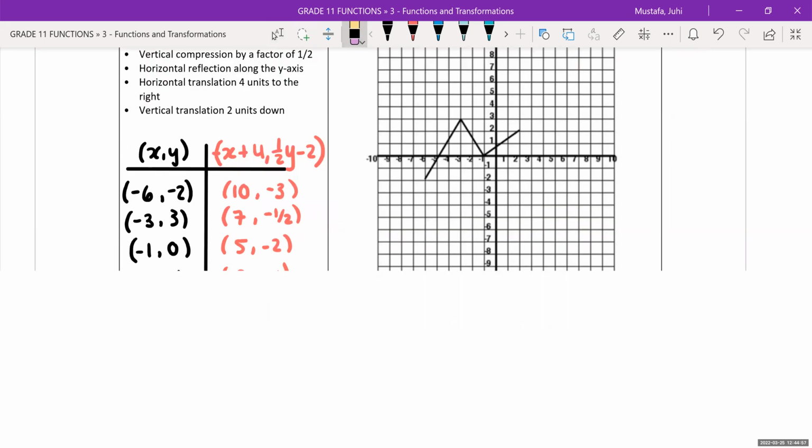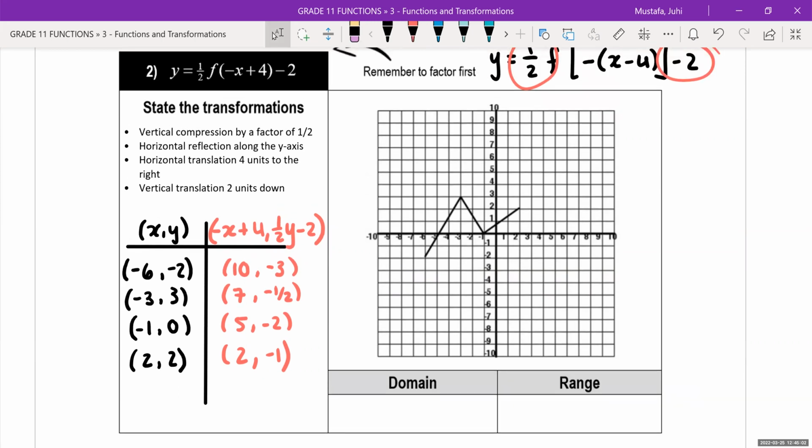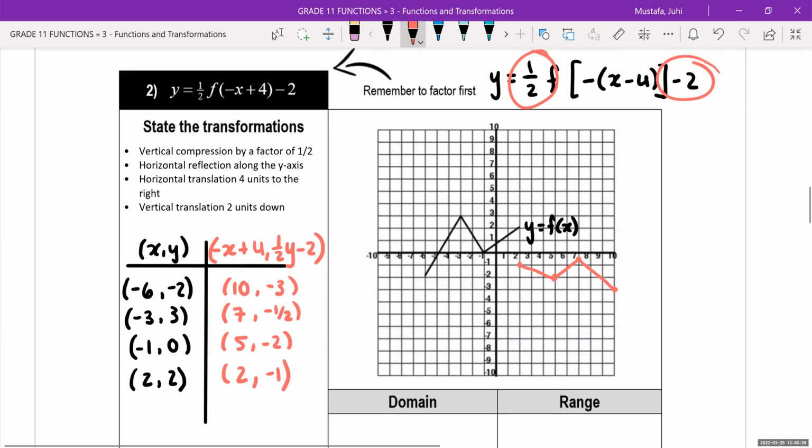Okay, and then we graph this, we figure out domain and range, and we're done. So we're going to have 10, -3, 7, -0.5, 5, -2, and 2, -1. And this graph is y is equal to f of x. This graph is now, when you're labeling it, it doesn't matter what you use. You can use the original or the factored.